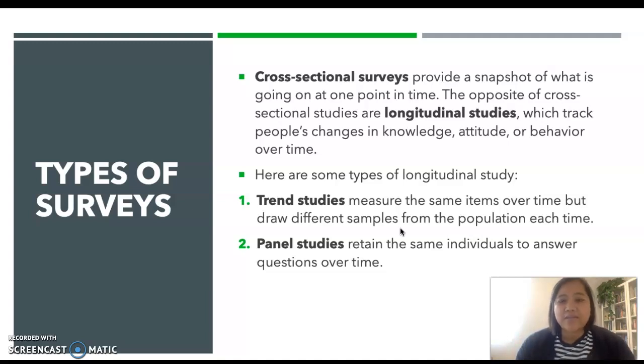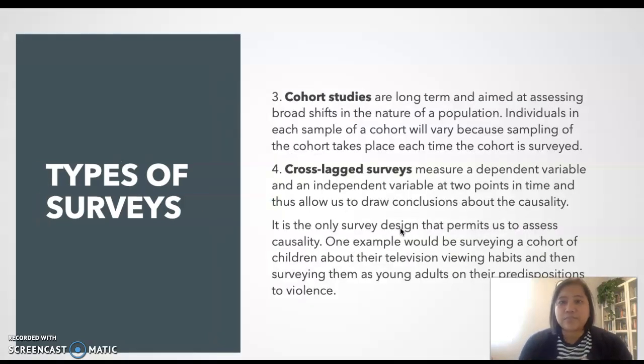And then we have panel studies, which basically retain the same individuals to answer questions over time. So the same individuals are going to be asked the same questions. So this year, next year, the year after, and all that. That's what we call panel studies.